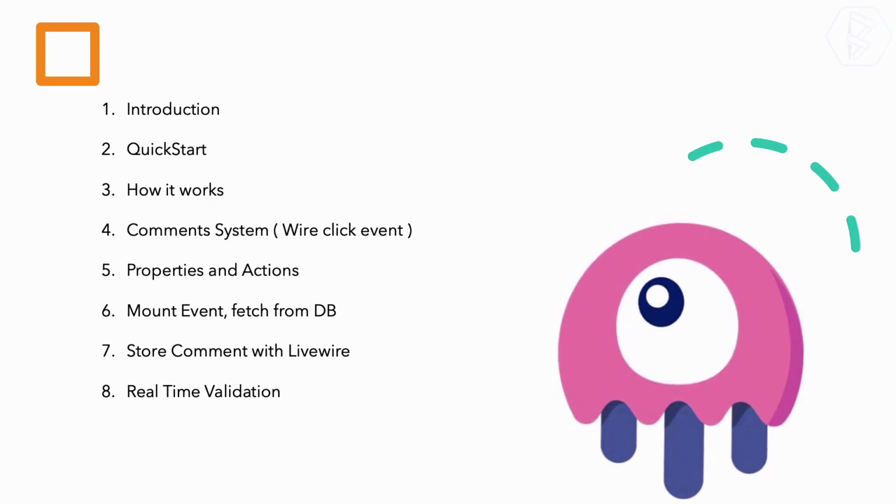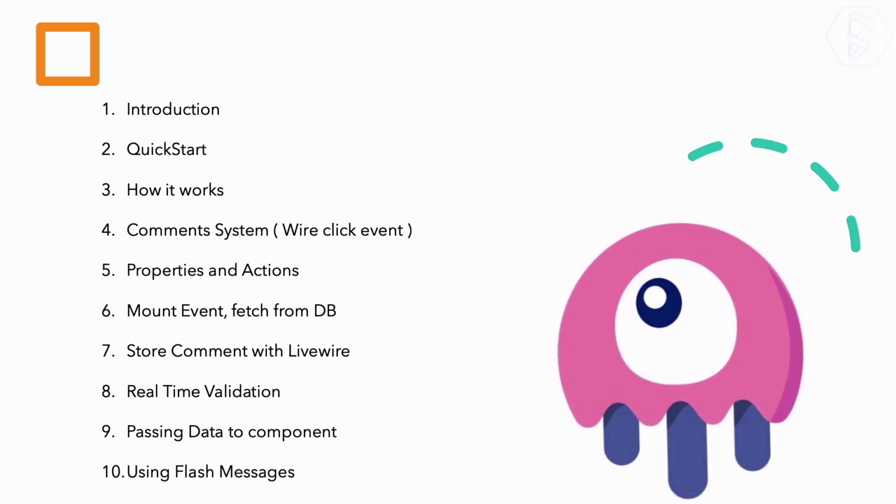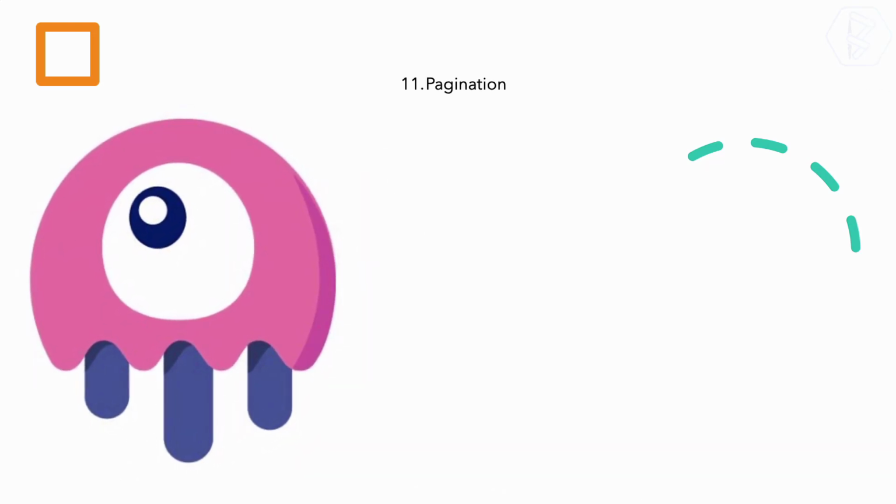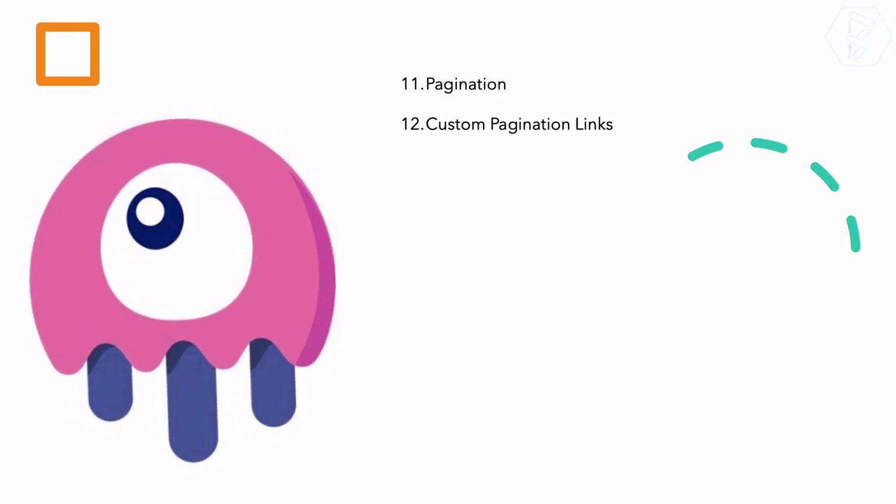The most exciting part is real-time validation and passing data to components. Then we will see how we can use the normal flash messages, the session messages of Laravel, in the Livewire component. Also, we will see the pagination system and how we can create pagination, which is similar to Laravel, but in Livewire. Because the default pagination links inside Laravel use Bootstrap, and we will use Tailwind CSS, we need to create custom pagination links.